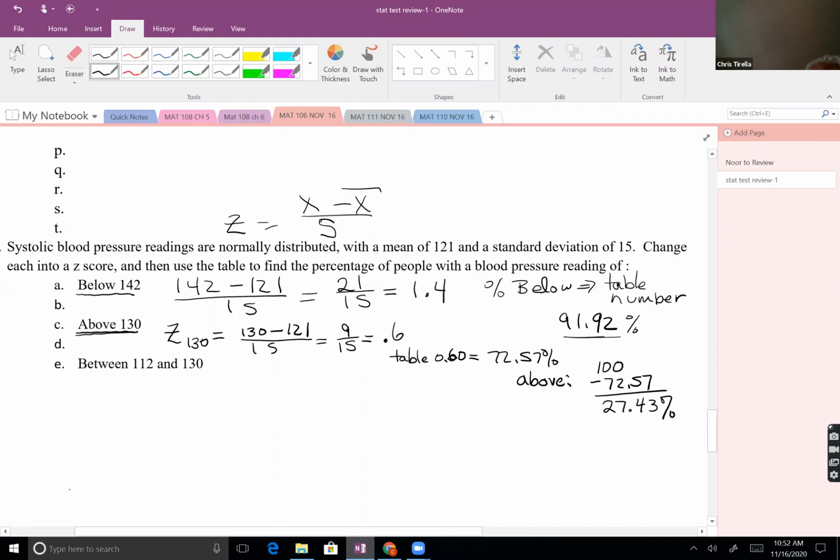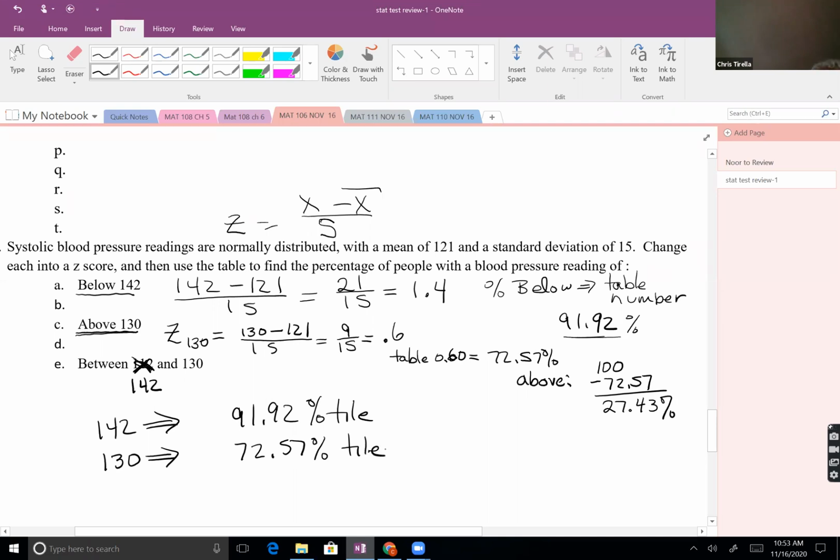Last one, because I'm worried about time, I'm going to change it just a little bit. Are you guys all right if I become lazy and change that 112 to 142? Okay, so for 142, we already know that it's at the 91.92 percentile. For 130, we already know from the table it's at the 72.57 percentile. So for between, we're just going to subtract those numbers.